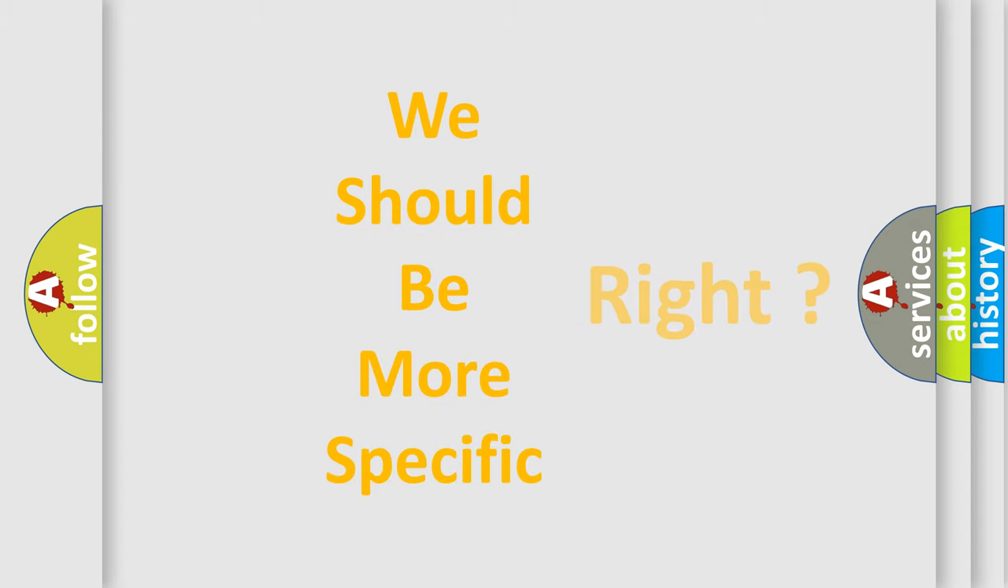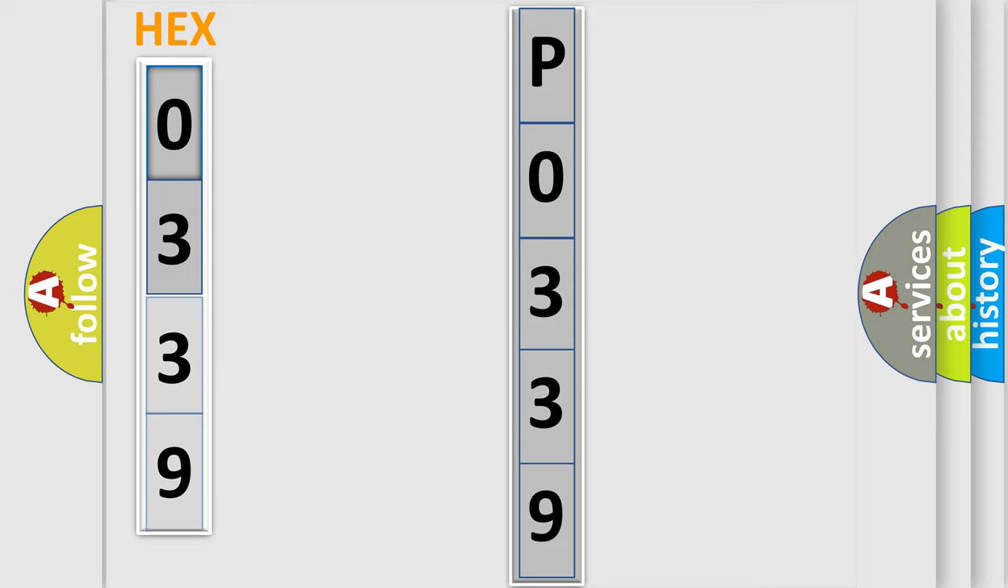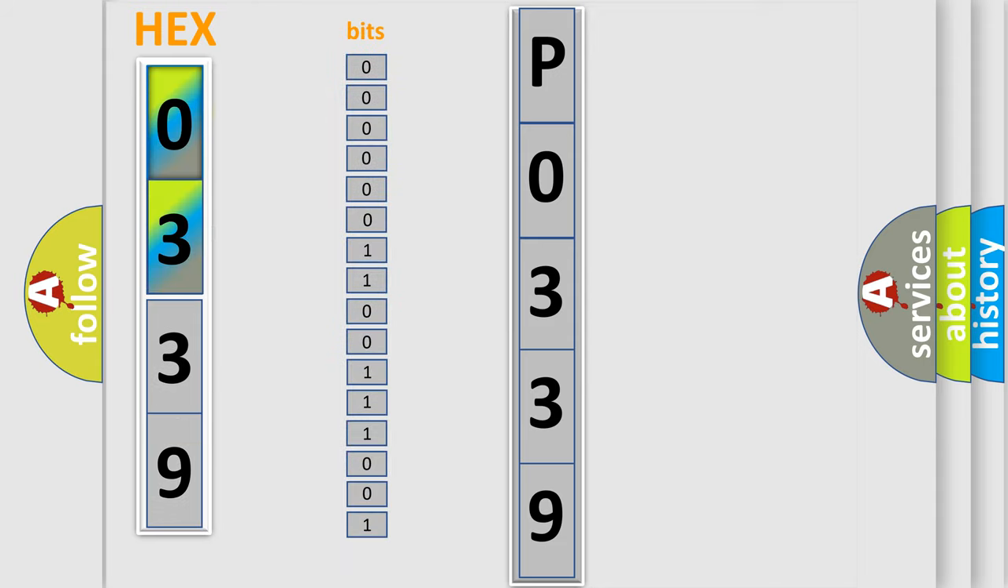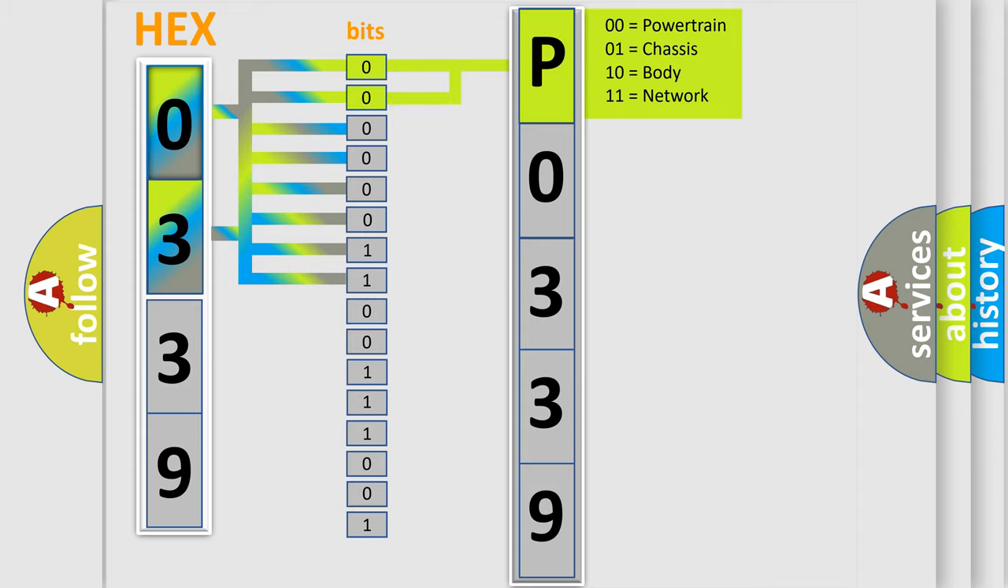The following demonstration will help you look into the world of software for car control units. You can move the video a bit further. The error code is split into two bytes consisting of 16 bits. One bit is the basic unit that each computer works with. The bit has two logical states: 0, low level, 1, high level. By combining the first two bits, the basic character of the error code is expressed.